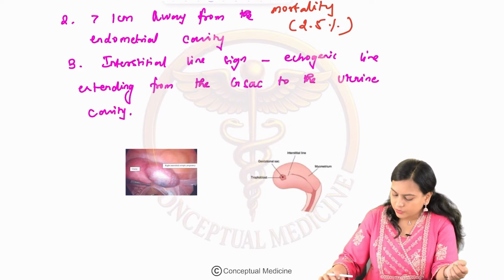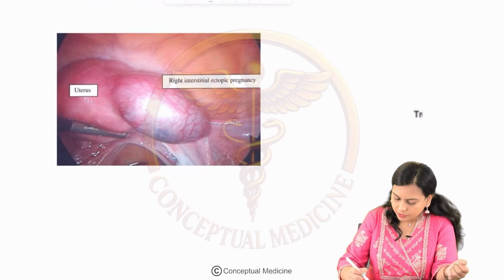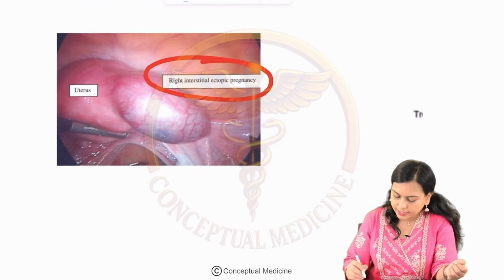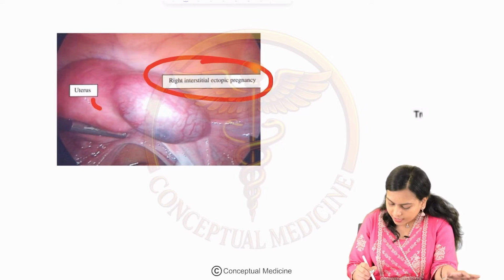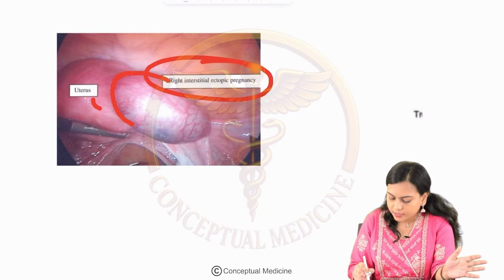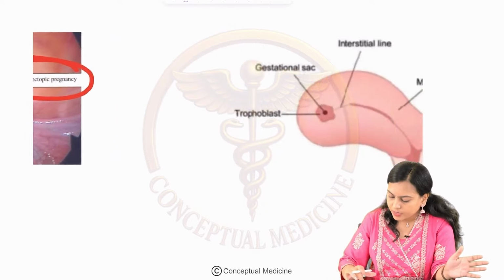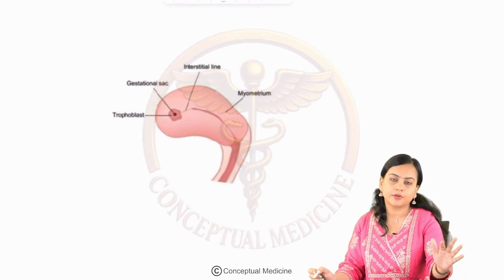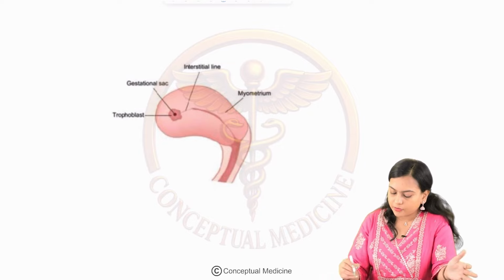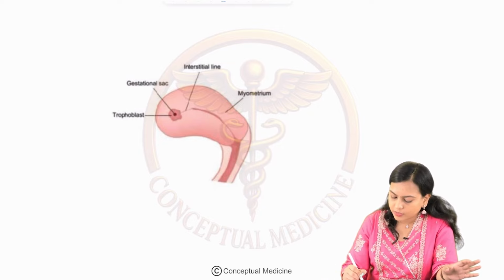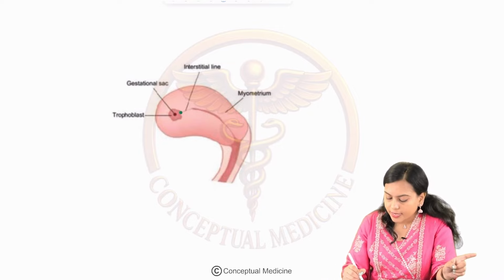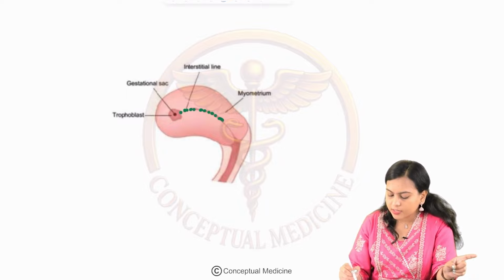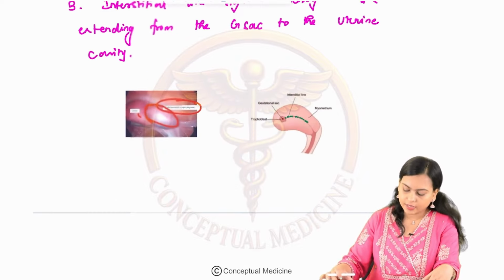So, this is a picture of a right interstitial ectopic pregnancy. See, you have the uterus, and in the uterus, this is where the fallopian tubes are going to start. So, at this region, you are having an ectopic, and this is an interstitial line sign that you will be able to make out in an ultrasonogram. I have shown a schematic representation. So, this is the interstitial line sign where it will be extending from the G-sac towards the endometrial cavity. Clear?